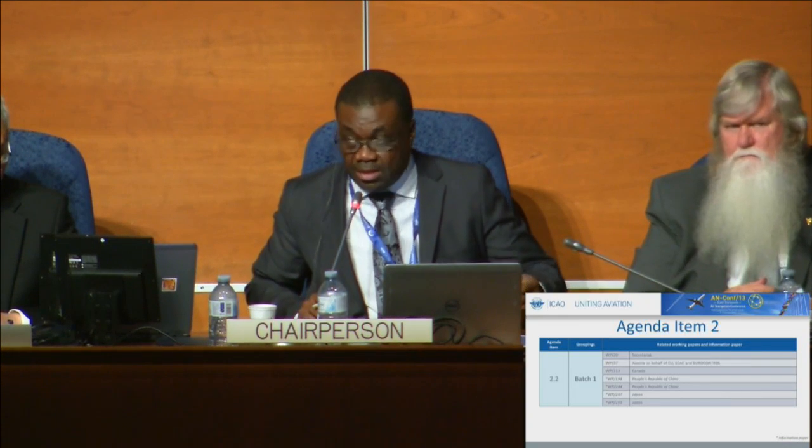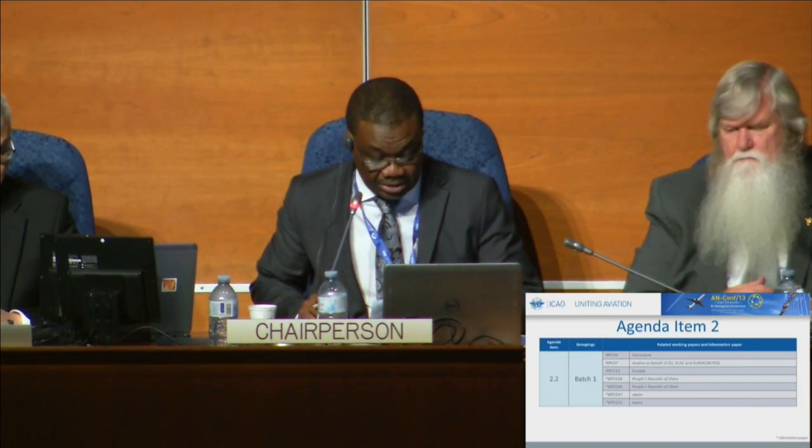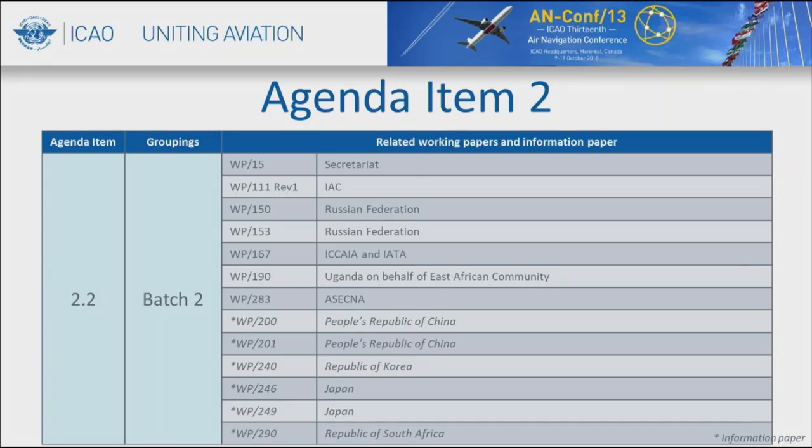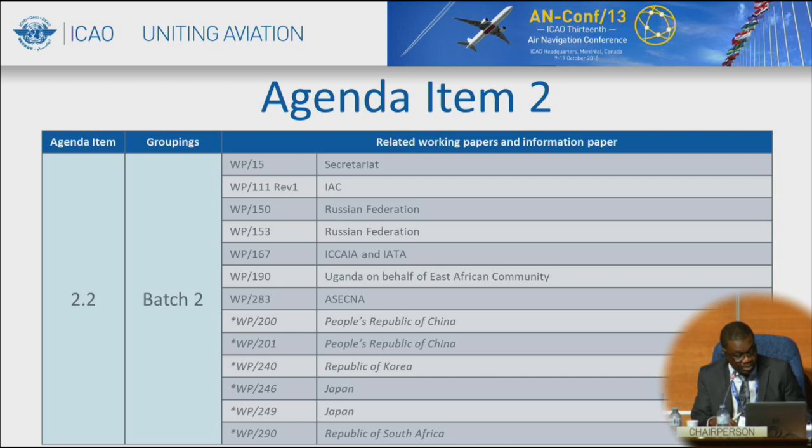If there are no other comments, we can move to the second batch of working papers. The second batch will deal with the evolution of the global navigation satellite system. The working papers in this batch are working papers 15, 111, 150, 153, 167, 190, and 283. I'll now invite the Secretary to present Working Paper 15.